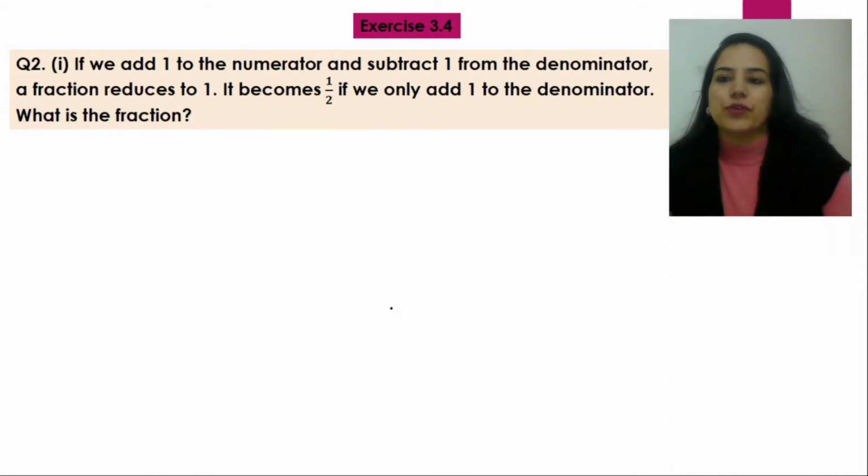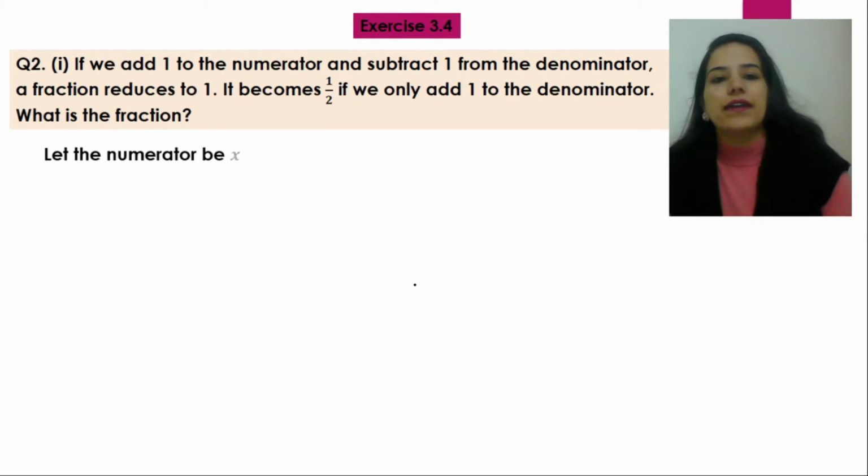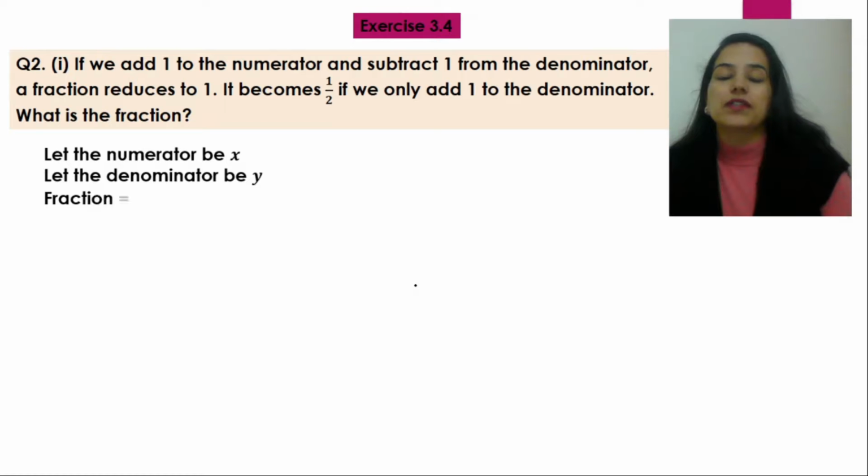So exercise 3.4, question number 2, first part. If we add 1 to the numerator and subtract 1 from the denominator, finally we have to find a fraction. So let the numerator be x and the denominator be y. First we will find our own fraction, then we will look at the conditions. Fraction is x by y. There are two variables, so there will be two conditions.